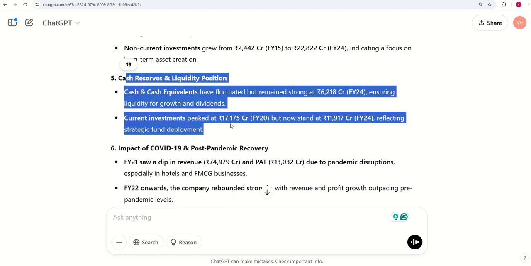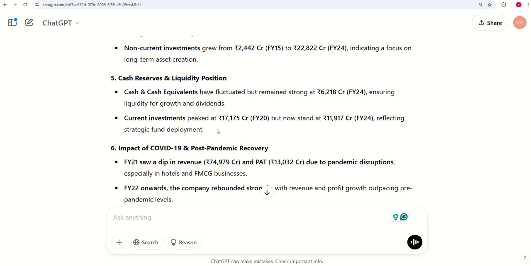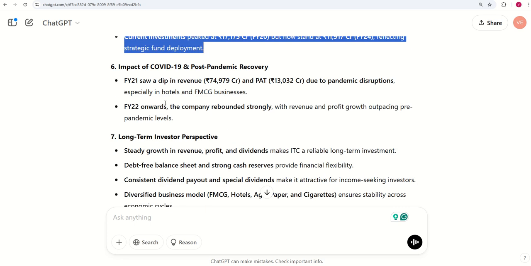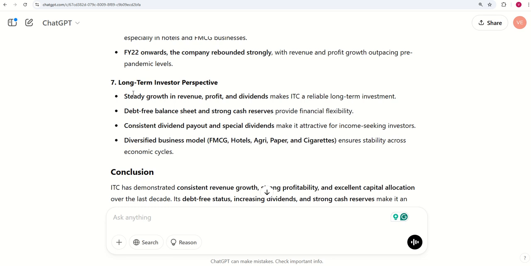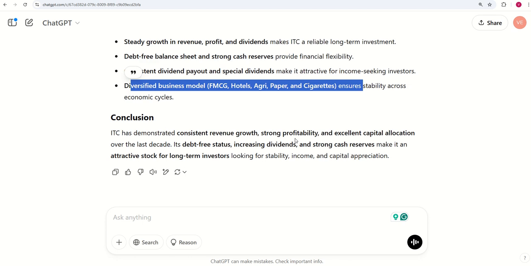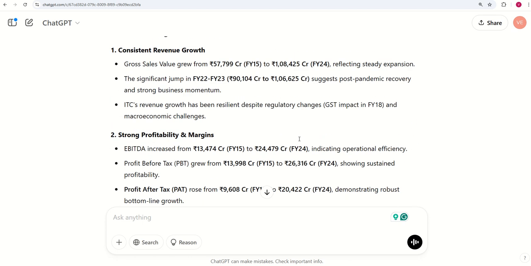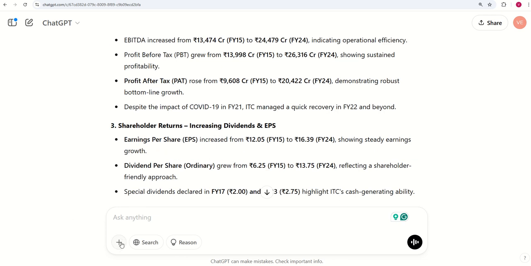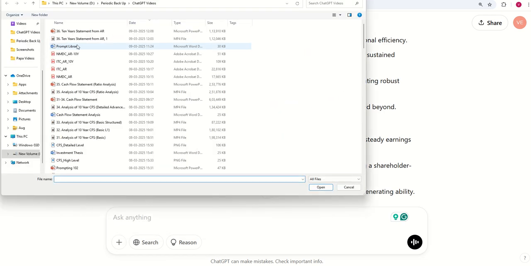Cash reserves and liquidity position. Yes, ITC has a huge amount of cash. So that is also pointed out clearly in this. Long-term perspective, steady growth, debt-free balance sheet, consistent dividend payout, and diversified business, which gives stability across economic cycles. So it has done a decent job in summarizing this statement. Now let us do the same thing for NMDC.